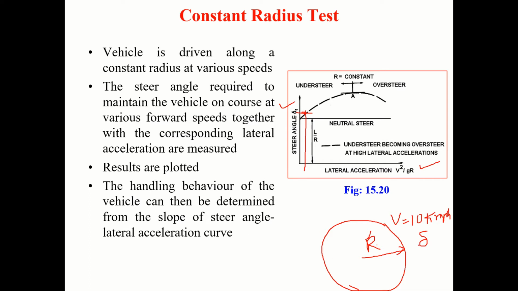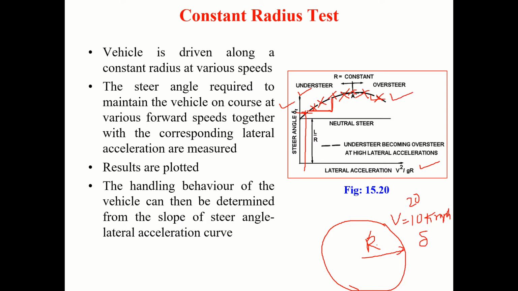Next, change the speed to 20 kilometers per hour. Again, go around, note the delta. So again, you will get this point. 30 kilometers per hour, same way you conduct the test. You'll get number of points. Join them by a curve. Here you are getting positive gradient, so your understeer gradient is positive. So it is understeer. Here it is negative. It is oversteer case.